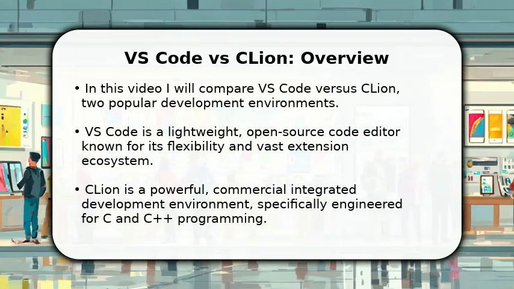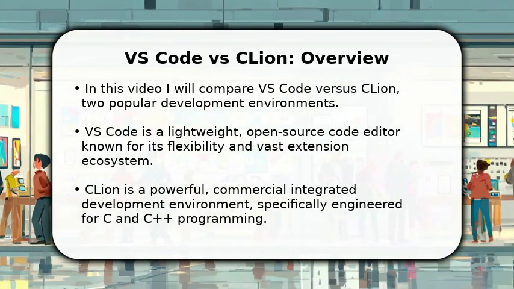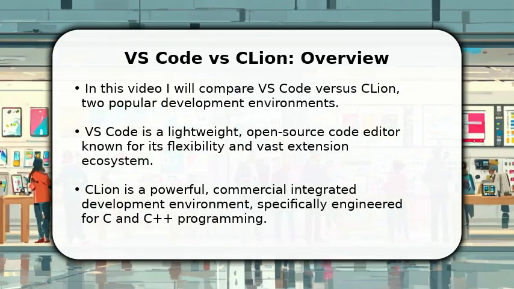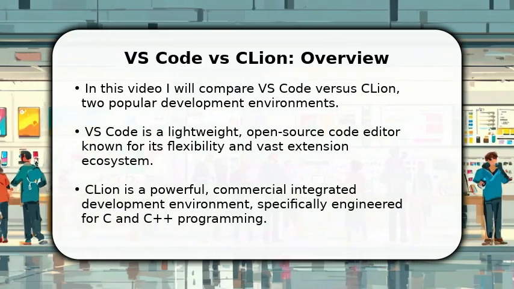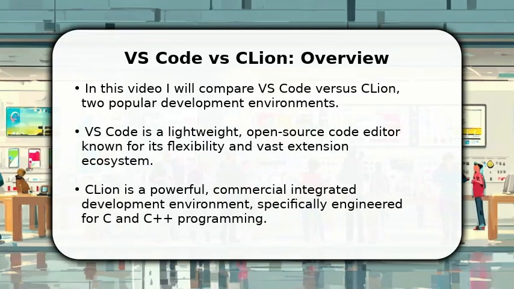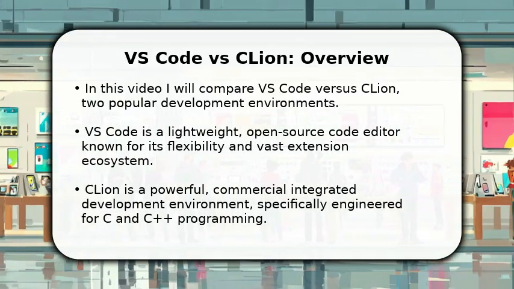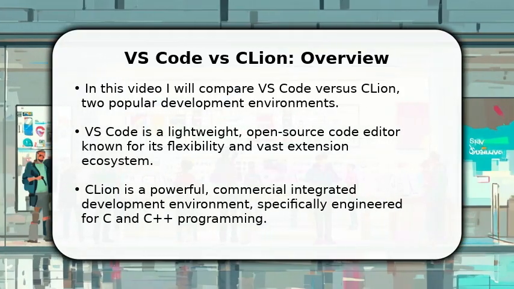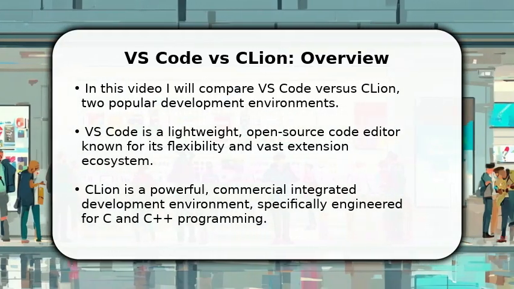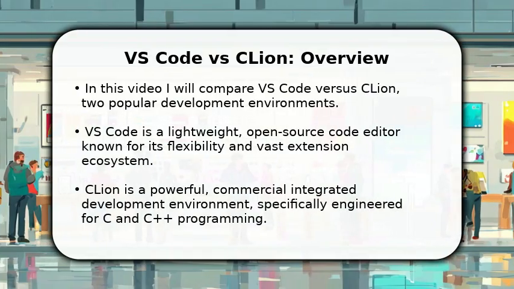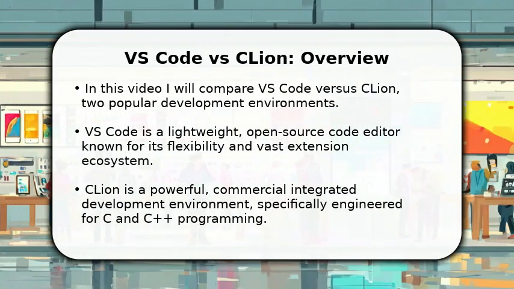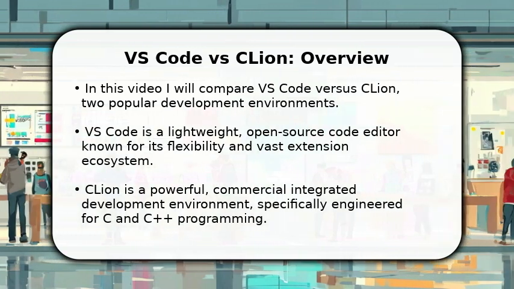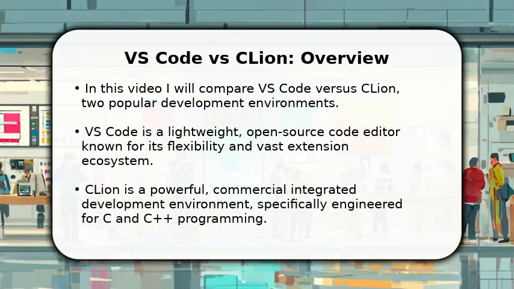In this video, I will compare VS Code versus CLion. VS Code, a free and open-source code editor, offers incredible versatility and a massive marketplace with hundreds of thousands of extensions. CLion, on the other hand, is a commercial, full-featured IDE from JetBrains, meticulously crafted for C and C++ development. We will delve into their distinct advantages, helping you understand which tool best suits your programming needs and workflow.